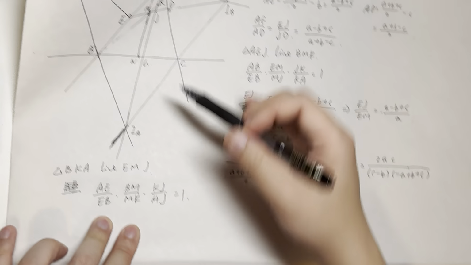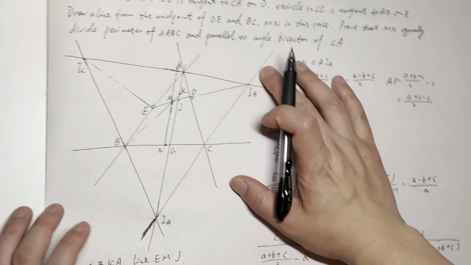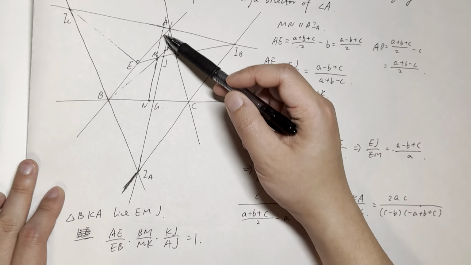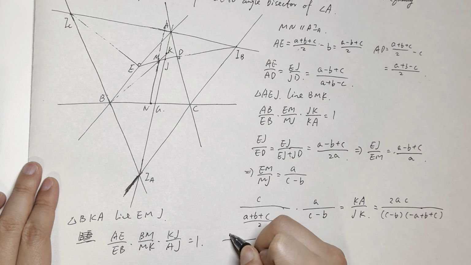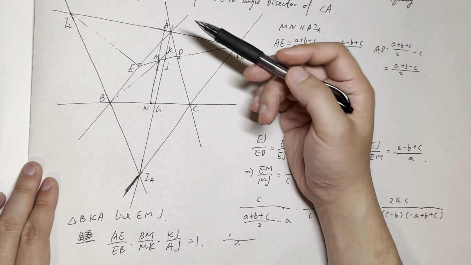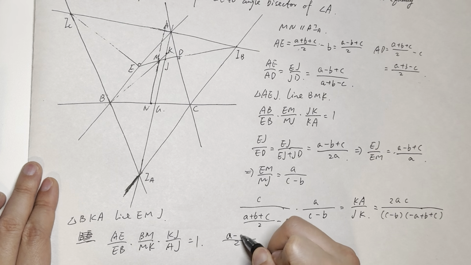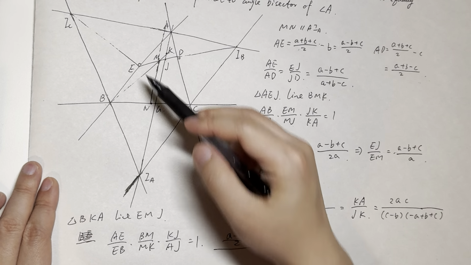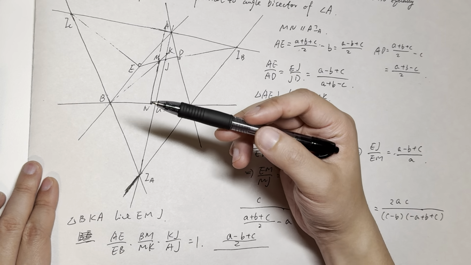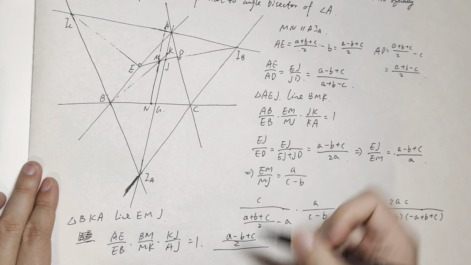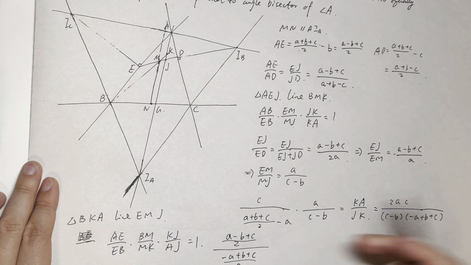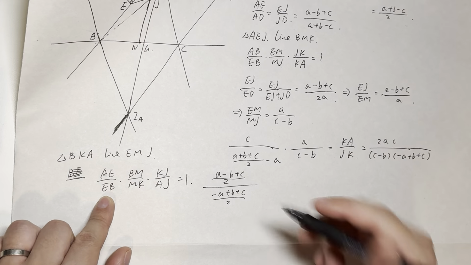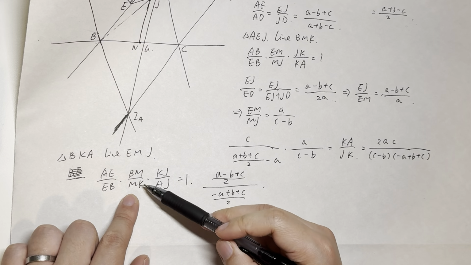So AE to EB. What is AE to EB? The length of AE is half of A plus B plus C minus B, right? So A minus B plus C, divided by EB. EB is half of A plus B plus C and then minus A. So that is half of minus A plus B plus C, right? That is AE to EB. And times BM to MK.